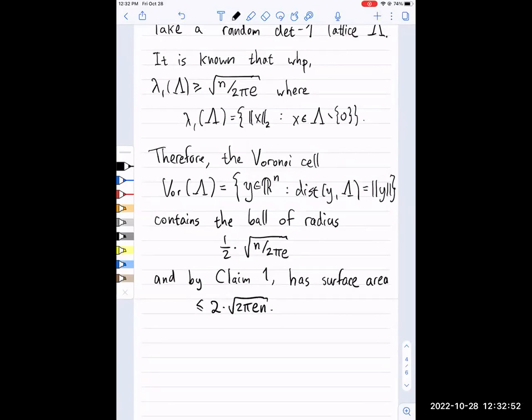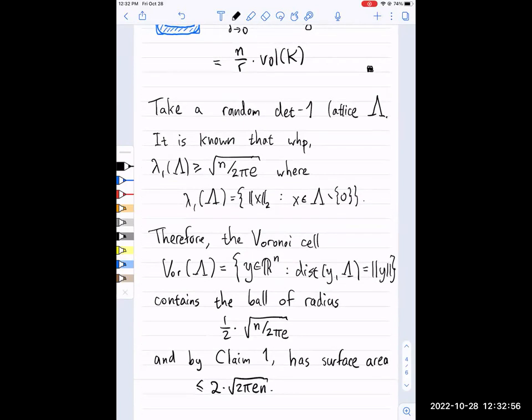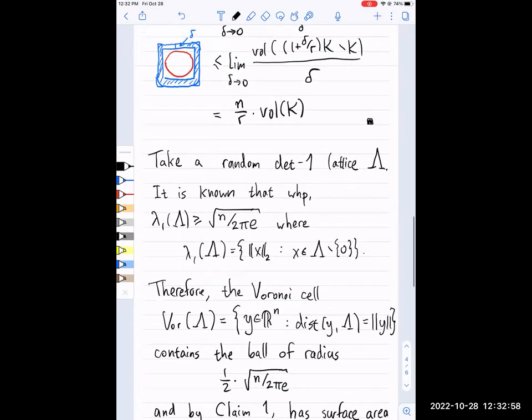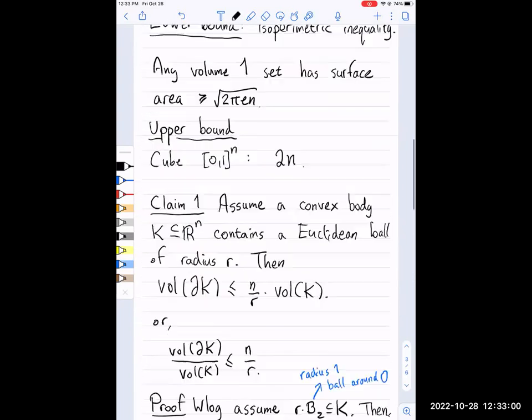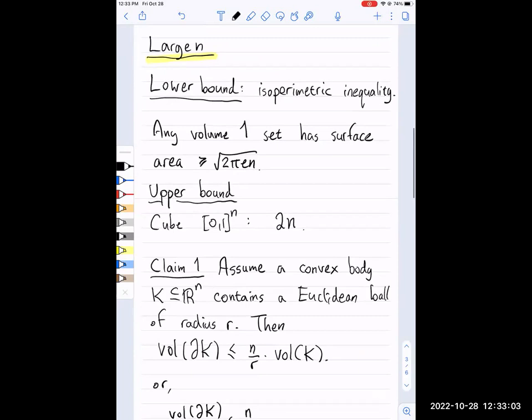So the gap from the lower bound is just a factor of 2. This is square root of 2 pi e, this is 2 times square root of 2 pi e, and isoperimetry gives you square root of 2 pi e again.